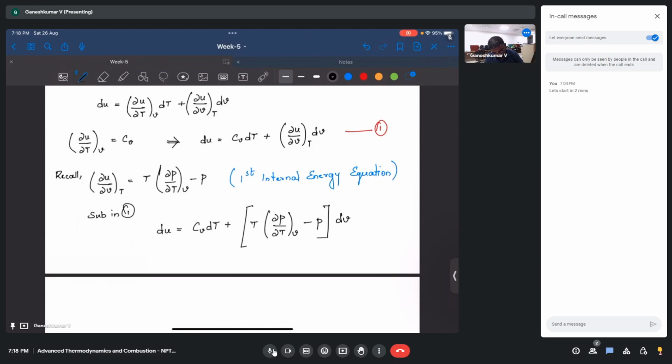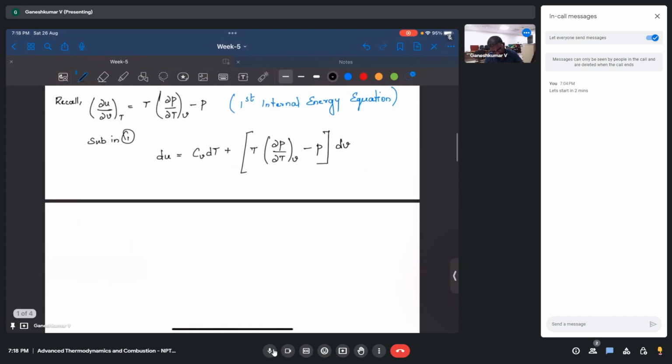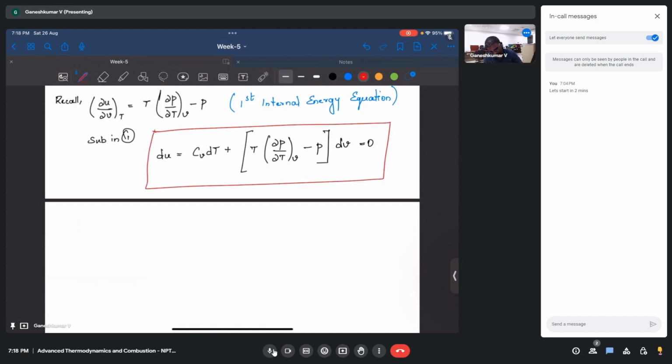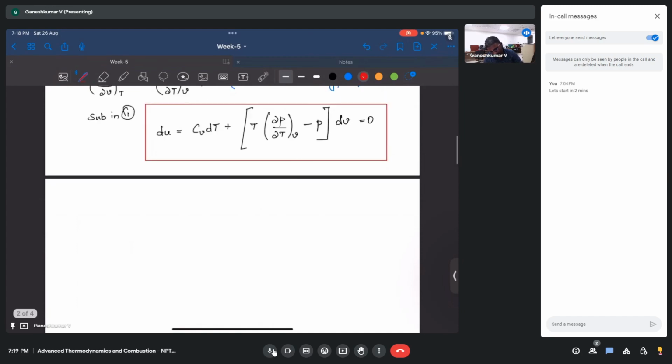Alright, now what do we know? We know that dU is equal to 0, right? So we can write this as equal to 0. Now let's apply this van der Waals equation of state and try to find out this term, dou P by dou T at constant V, because we know the equation of state.